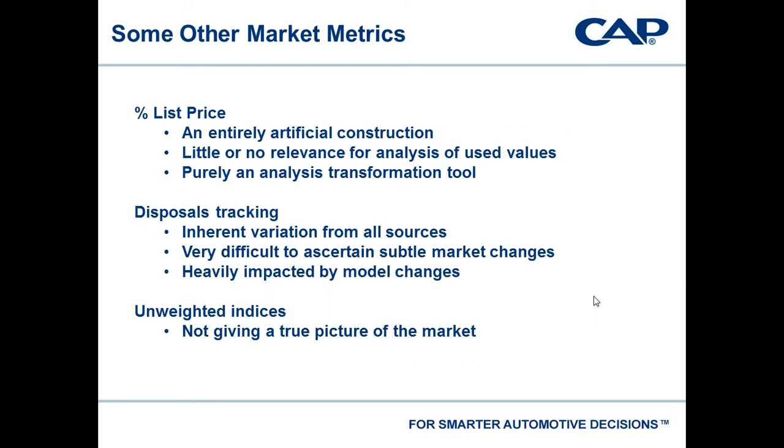Some of the other metrics which are often used to describe what's happening in the used car market. We know that you guys in particular come under pressure from various headquarters and various parts of your organizations to express things as a percentage of the list price. In terms of used values and forecast values, that's an entirely artificial metric. If you go and look at cars going through the block tomorrow or wherever it happens to be, nobody says, well, what was that when it was new?